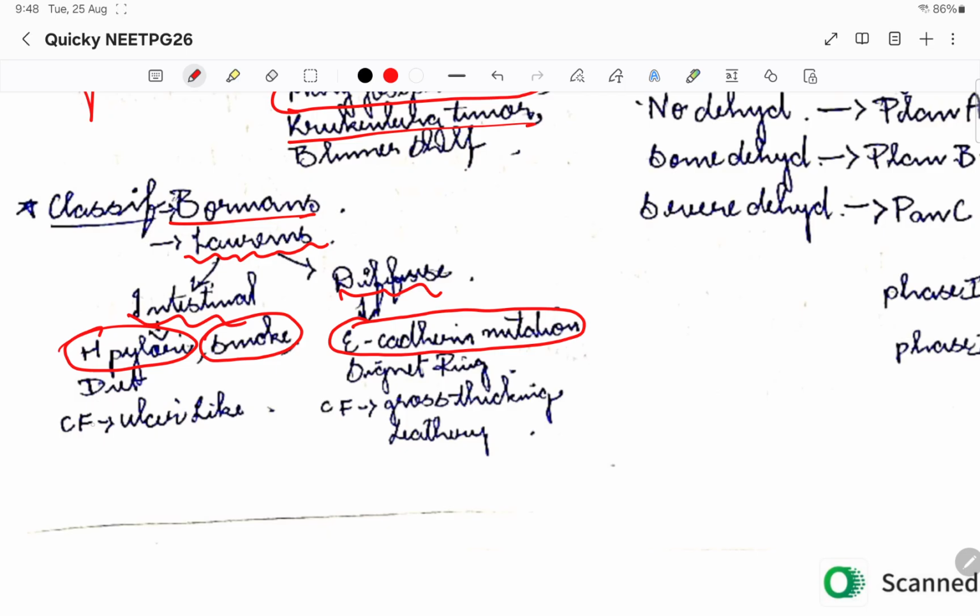Then the clinical features will be ulcer-like with respect to intestinal, because H. pylori will cause peptic ulcer, and from ulcer it might lead to cancer. That is the thing with respect to intestinal. Whereas diffuse will show gross thickening and a leathery appearance.